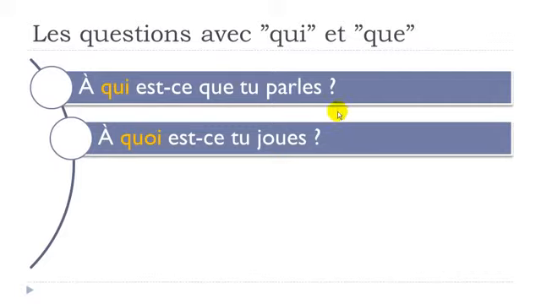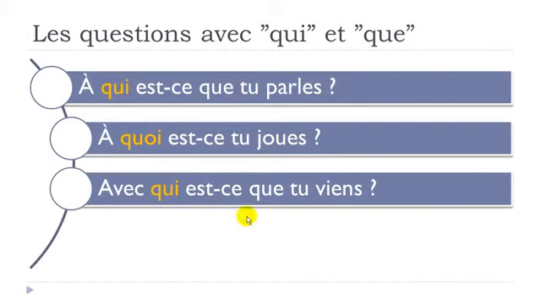If you want to construct a question like here with que, but then it is constructed with a preposition, then que will change and then it will become quoi. Okay, that's the reason why. Qui doesn't change, que will be transformed into quoi. So that's the reason why here we've got à quoi est-ce que tu joues?